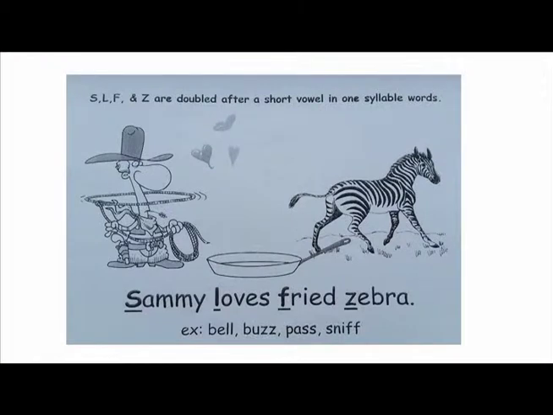The first spelling rule is what's known as Sammy loves fried zebra, and that's S, L, F, and Z. When a word with one closed syllable ends in S, L, F, or Z, you double it. One syllable, closed vowel. So it's a short vowel, like bell, fuzz, that kind of thing. Pass, there's some examples. It's always doubled.